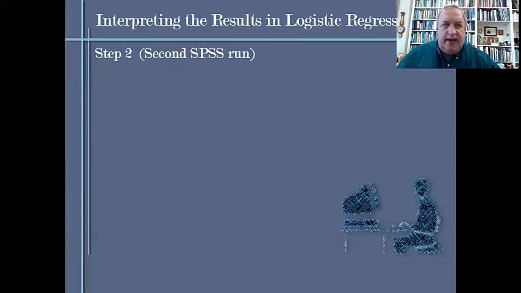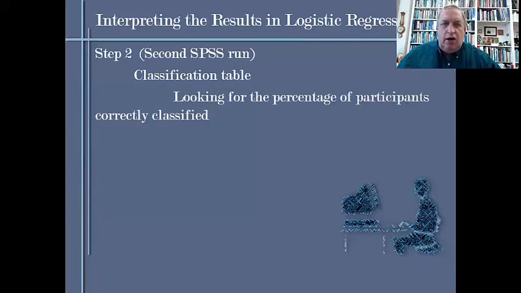We come into our second SPSS run, and here we're going to use the step selection method, and you'll see where this comes when we look at SPSS. And this is going to produce a different set of outputs, and it's going to give us a classification table. And here we're looking at how the individual groups have been classified, and we're looking for the percentage of accuracy in the classification. This is one number that we will look for in this printout.